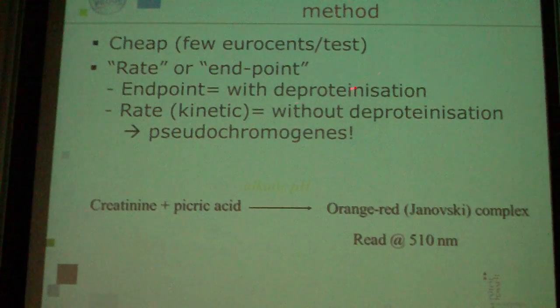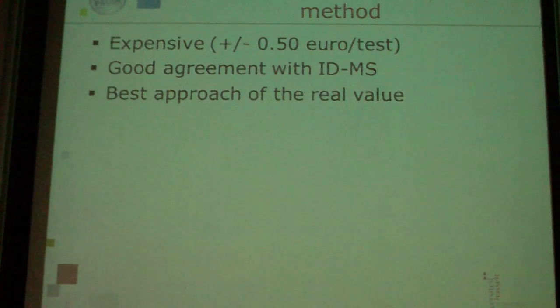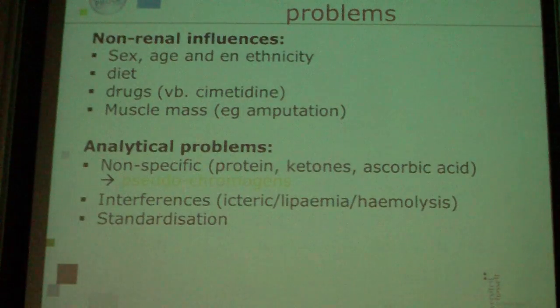But I must say that the serum creatinine endpoint and rate methods are also well calibrated and have a good correlation with IDMS. So serum creatinine is cheap, but this is a summary of all the problems that you can have with this parameter. There are non-renal influences like sex, age, and ethnicity.